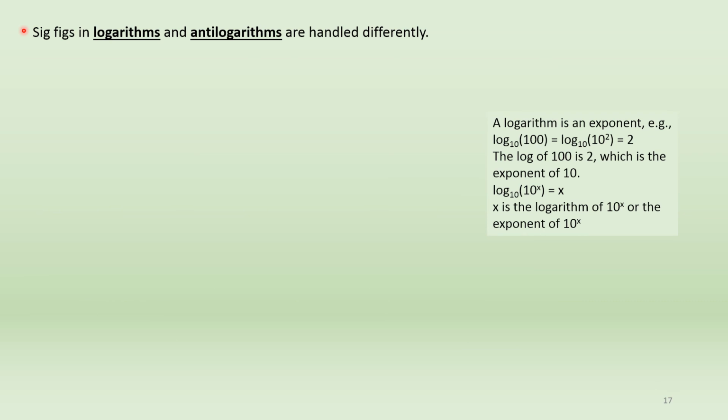Sig figs in logs and anti-logs are handled somewhat differently. Just a reminder, the logarithm of a number is an exponent. So the log of base 10 of the number 100 can be written as log base 10 of 10 squared, and it's 2. So the log of 100 is 2, which is the exponent of 10. In general, log base 10 of 10 to the x is x. So x is the log of 10 to the x. It's the exponent of 10.